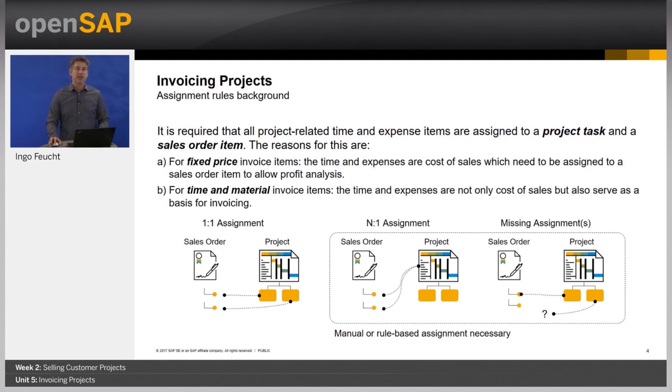As mentioned before, in cases of one-to-one relationships between project task and sales orders, which we can see on the left, the system can do the assignment very easily by itself. But in cases where one project task or a whole subtree or the entire project is assigned to multiple sales order items, then the system needs additional information to automate the assignment. Manual or rule-based assignment is also necessary in cases where a project task is not assigned to a sales order item at all.